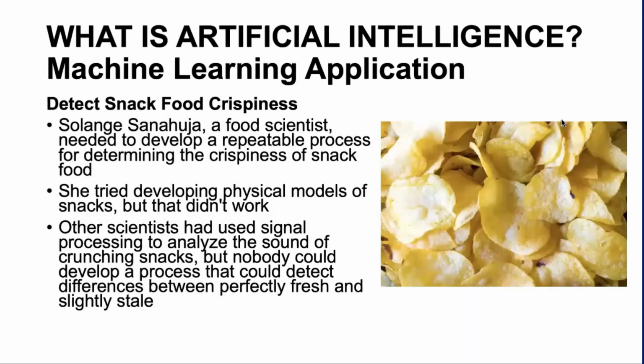Now, let me give you more examples here. This one is the use of machine learning in detecting snack food crispiness. So, one scientist here developed a repeatable process for determining the crispiness of a snack food. I think it's very common, whenever we are eating chips or snacks, that the reference or our baseline for knowing if it is still at its optimum freshness or optimum condition is the sound.